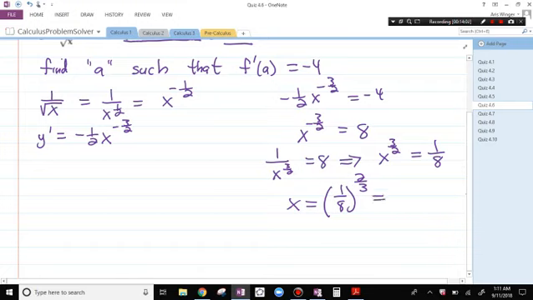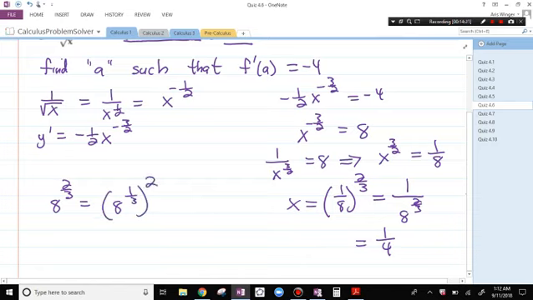Well, 1 to the 2/3 is 1, and then 8 to the 2/3 is equal to 4. The reason is that 8 to the 2/3 is equal to the cube root of 8, squared. And the number that you raise to the third power to get 8 is 2. So this is 2 squared, which is 4. The answer is 1 over 4. That's what a should be.